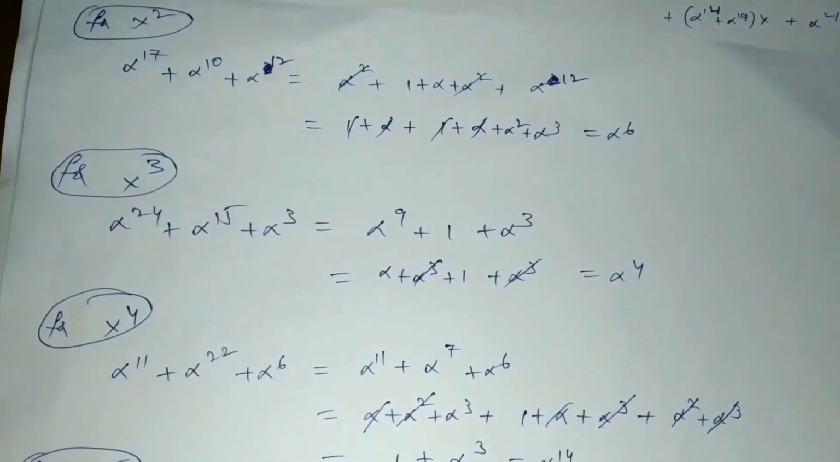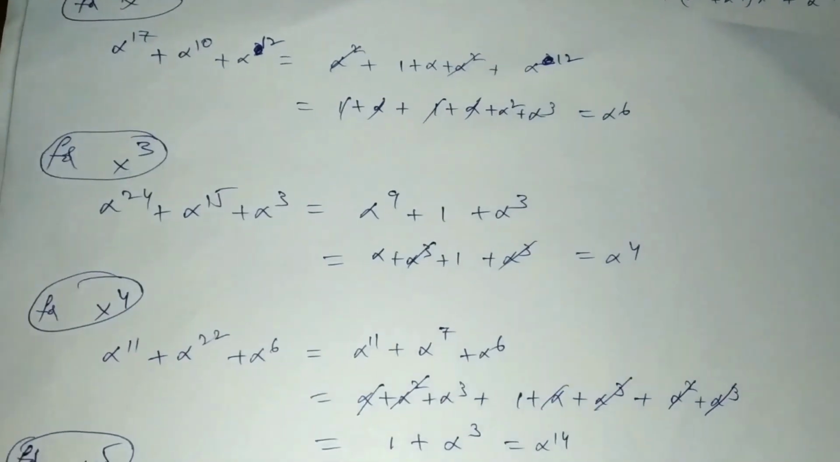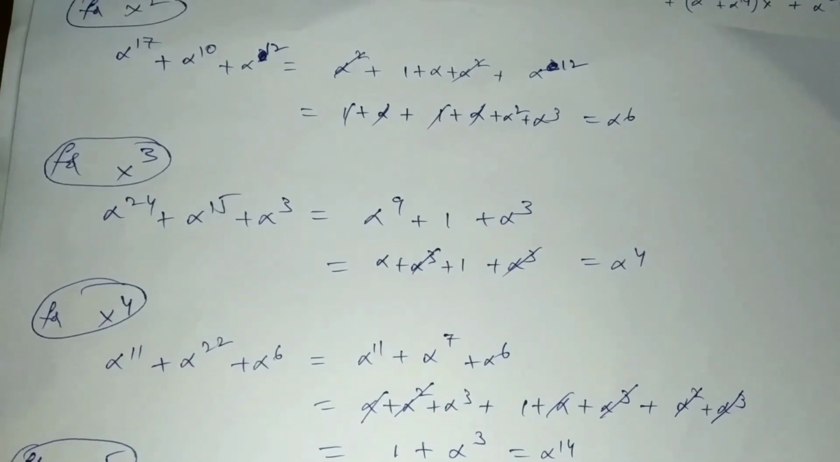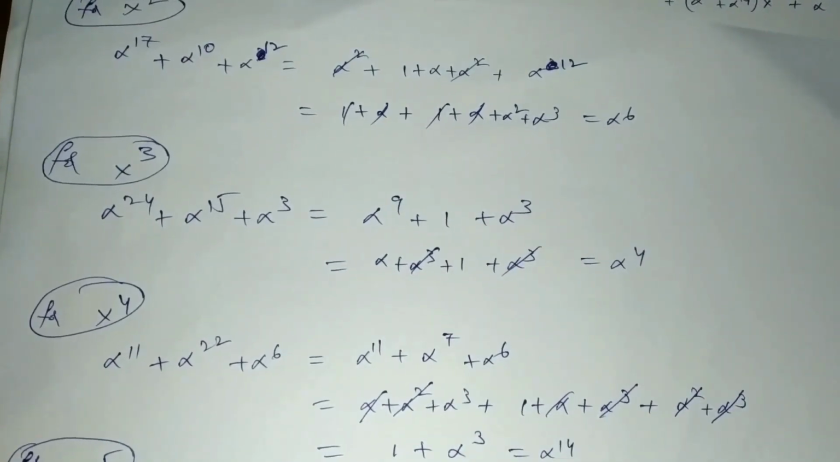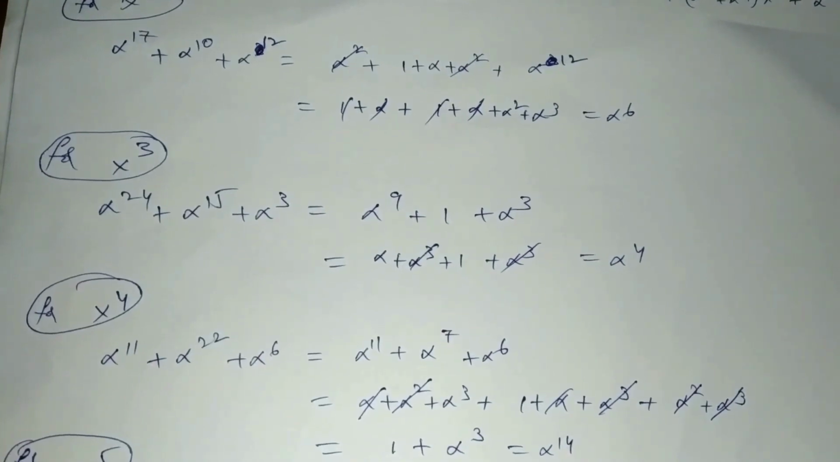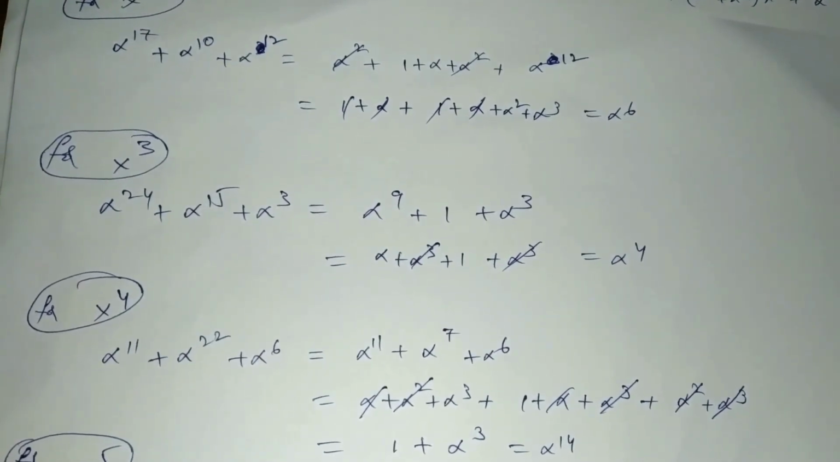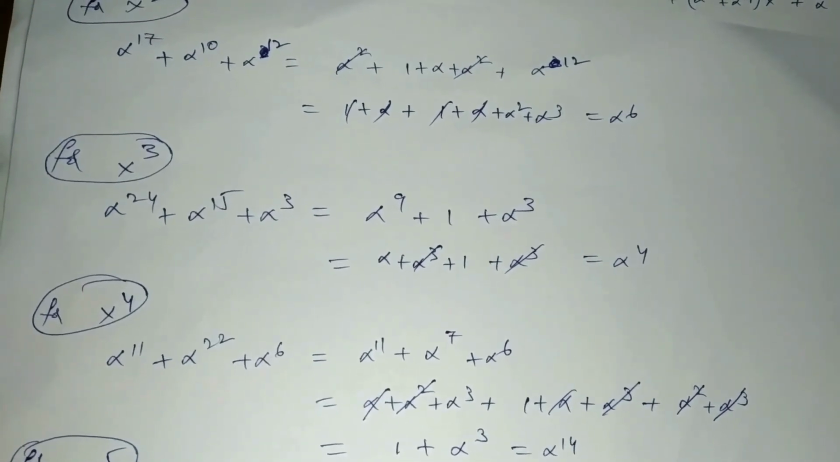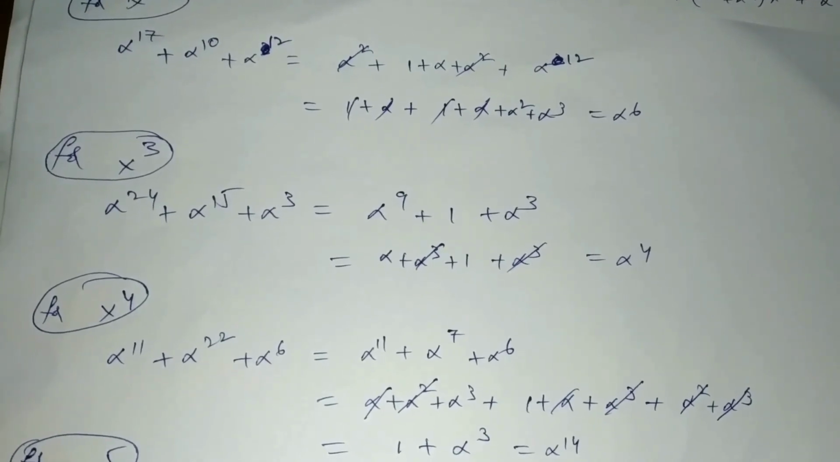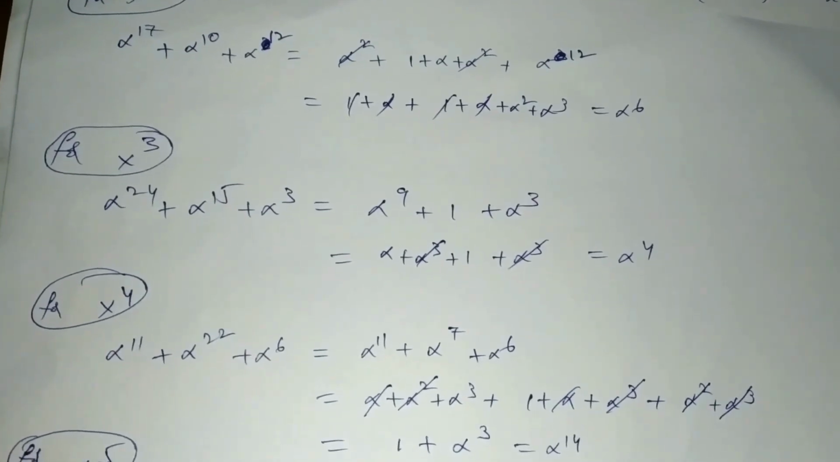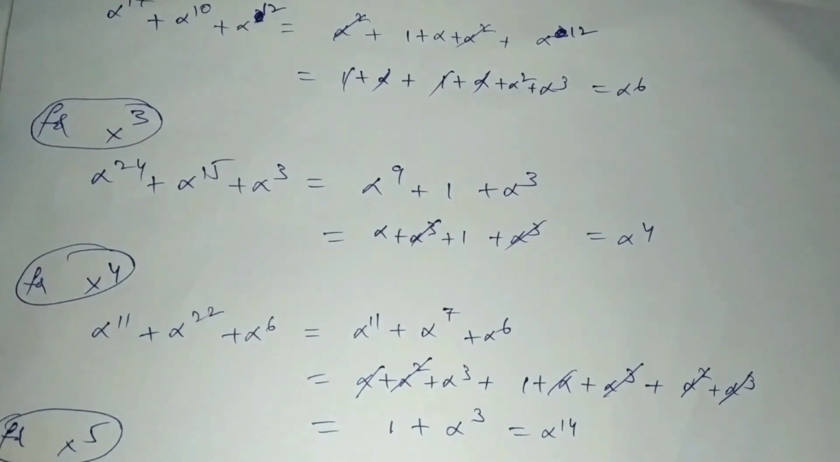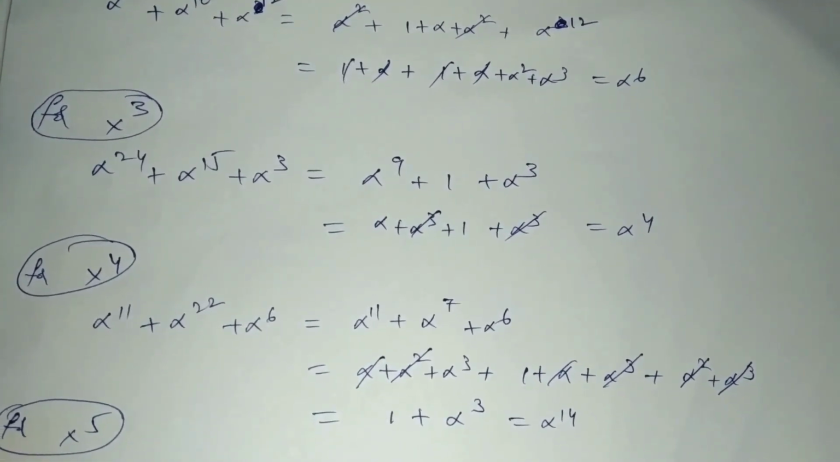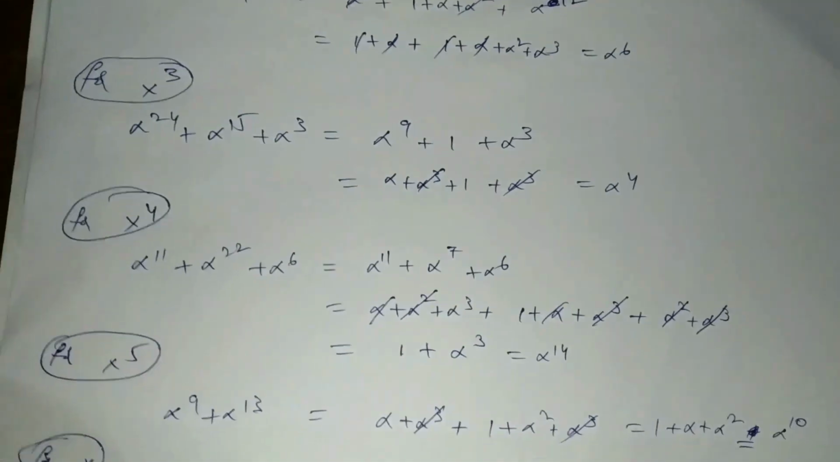For x power 4, I followed the notation like this. The coefficient for x power 4 is alpha power 11 plus alpha power 22 plus alpha power 6. Alpha power 22 may be represented as alpha power 7. Now it is alpha power 11 plus alpha power 7 plus alpha power 6. With the table it can be simplified as 1 plus alpha cube, which is nothing but alpha power 14.